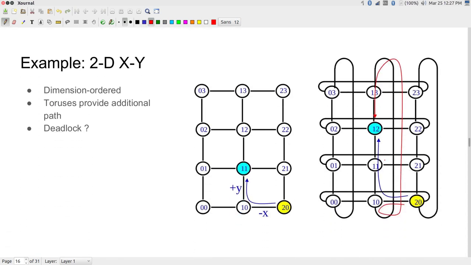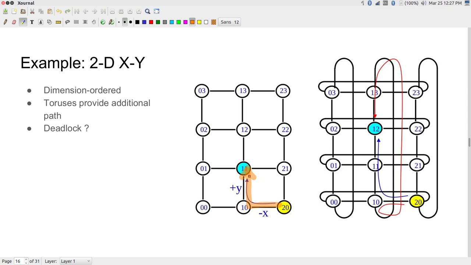Okay. So an example of an oblivious algorithm is something called 2D XY routing. This is something called dimension ordered routing. Essentially what it says is the X dimension is given a higher order, higher priority than the Y dimension. So let's say that I want to transmit from this node 20 in the bottom right to node 11, which is somewhere in the middle of the network. I'll first go along X, which means I need to go -1 in the X direction and then +1 in the Y direction. Okay, and I will end up getting to my destination.